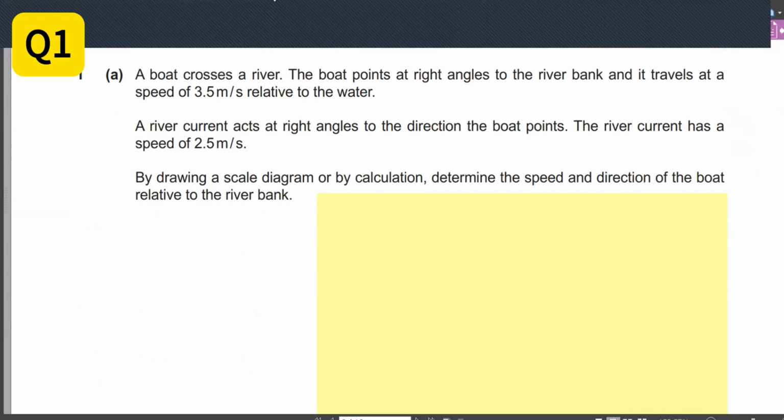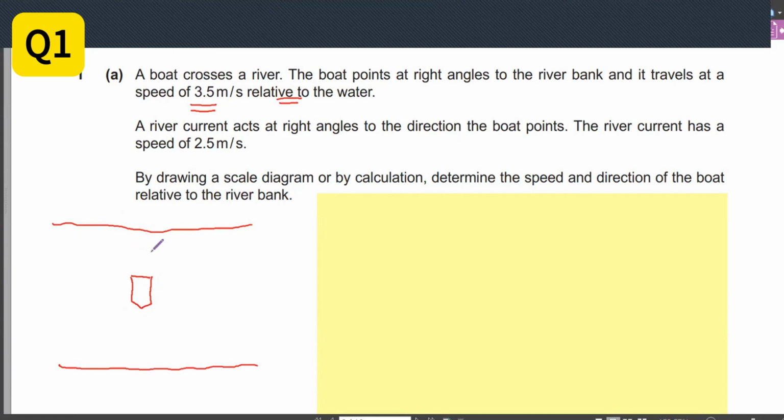So we have a boat crossing a river. So we have a river, and a boat trying to cross the river. So the boat is moving in this direction, trying to cross the river. It travels at a speed of 3.5 meters per second relative to the water.